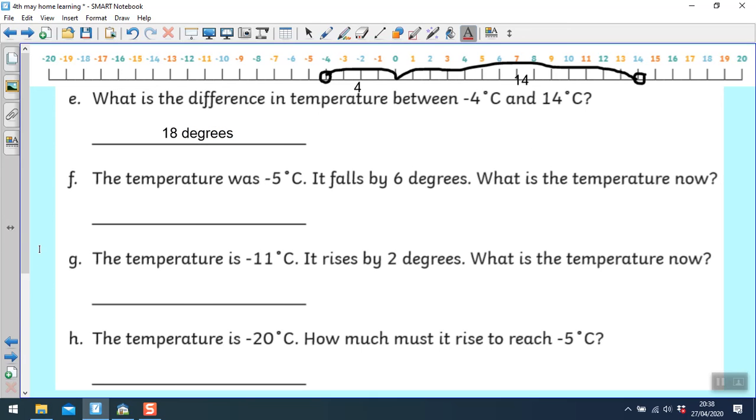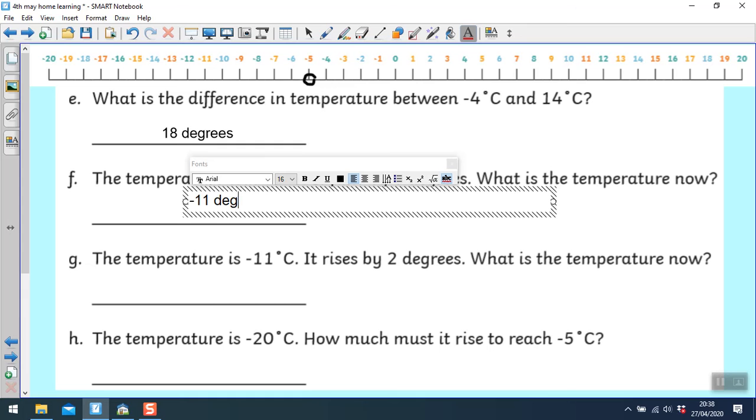F. The temperature was negative 5 degrees. It falls by 6 degrees. What is the temperature now? So the temperature was negative 5, but it falls by 6, which means we've got to take away 6, getting further away from 0. So negative 5, take away 6. Well, 5 add 6 is 11. It's going to be 11 degrees. Negative 11 degrees.